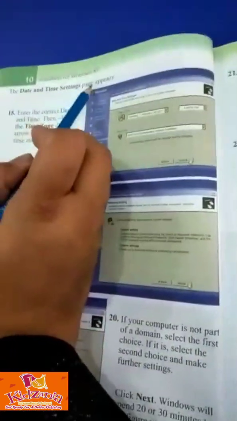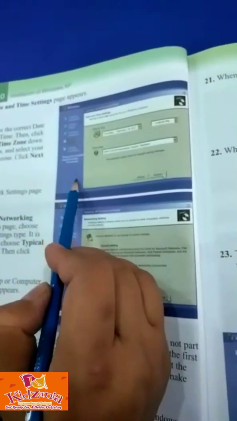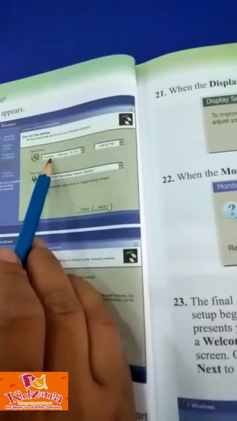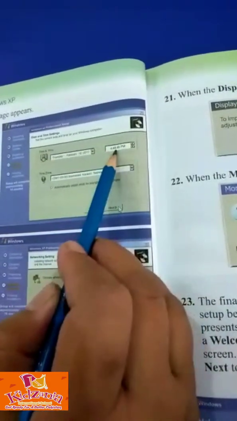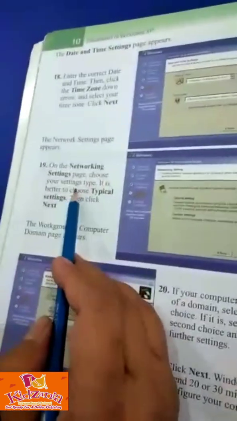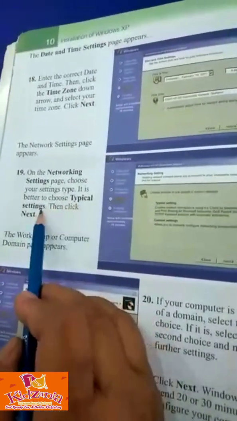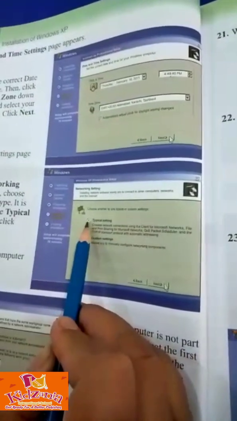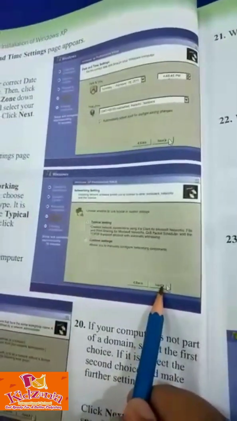The Date and Time Settings page appears. Here is the Date and Time Settings page. Here you type the date and day, and here you type the time, then click Next. On the Network Settings page, choose your settings type. It is better to choose Typical settings. Here you will choose Typical settings and then click Next.